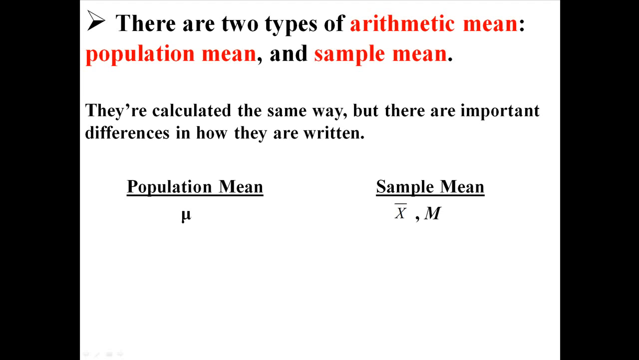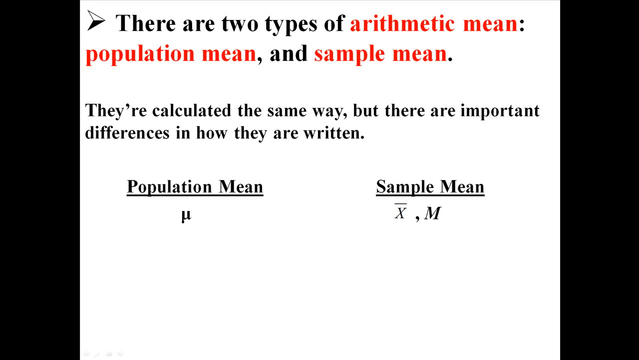So there are actually two types of arithmetic mean. We have the population mean and the sample mean. They're calculated exactly the same way, but there are important differences in how they are written. So we have the population mean, which is the Greek letter mu, which is a little u-looking thing. And the sample mean, you might see it written one of several different ways.